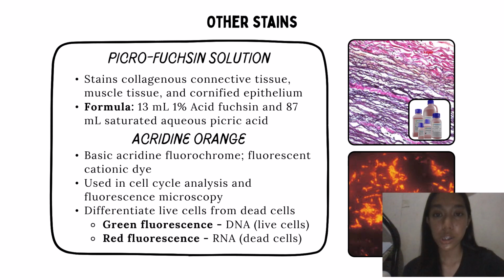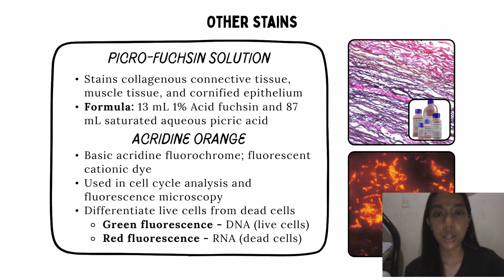Picrofuchsin is used in the Van Gieson stain and provides distinct color separation for different tissues. Collagen is stained red, and other tissues like muscle and cytoplasm are yellow. The solution is made by mixing 13 ml of 1% acid fuchsin with 87 ml of saturated aqueous picric acid.